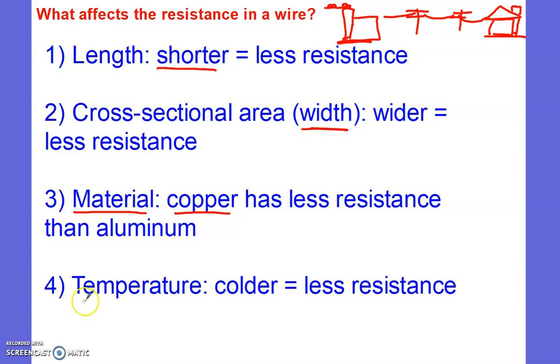And the last is the temperature. The colder the temperature, the less resistance. That's usually not something that we have much control over, but the cooler it is, the less resistance it has.